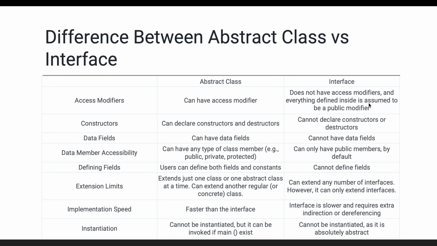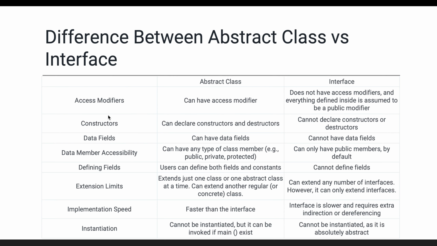Everything defined inside is assumed to be public modifier. Basically, if you are in the abstract class, you can define private, protected or public, but inside the interface it will be by default public only. Even if you define public explicitly, that does not matter.